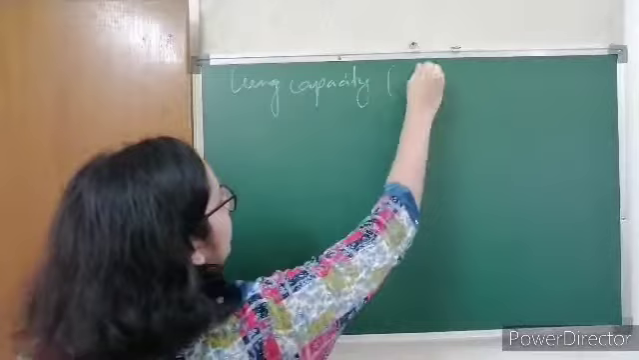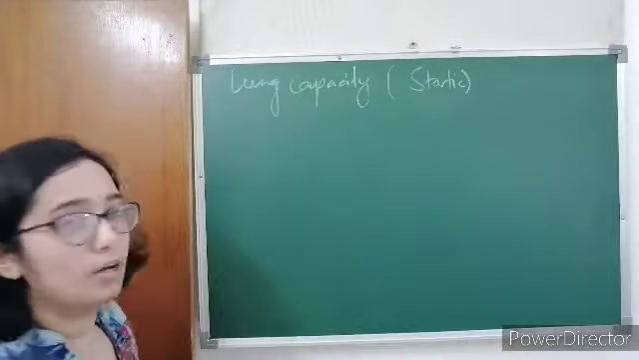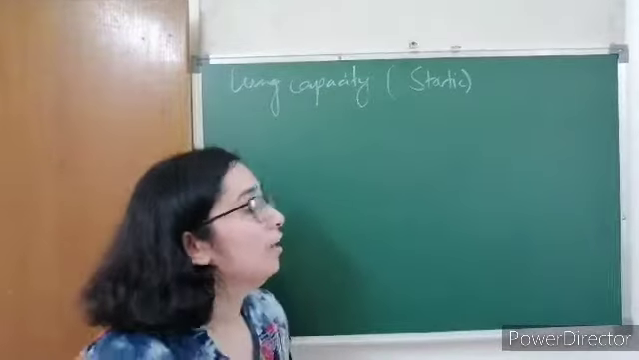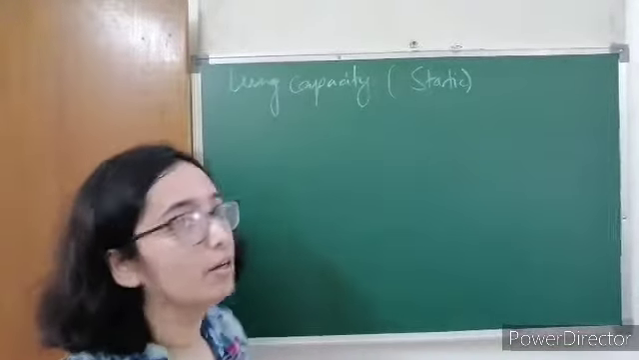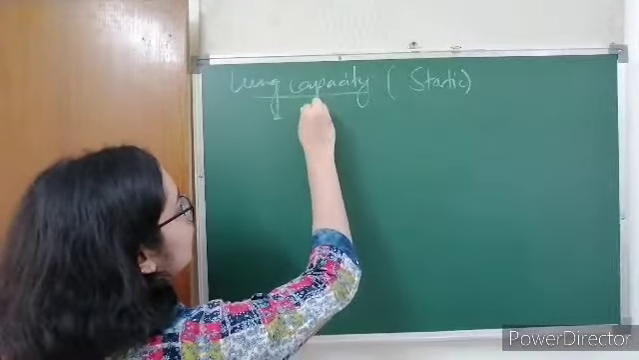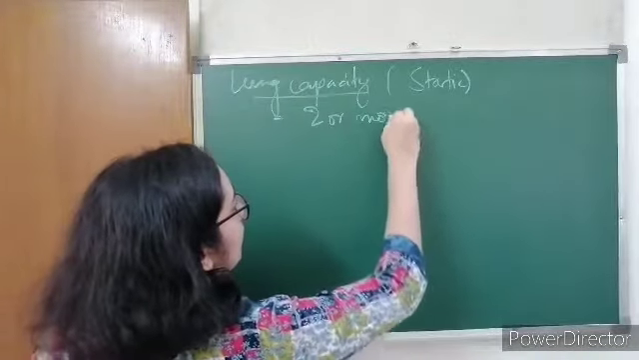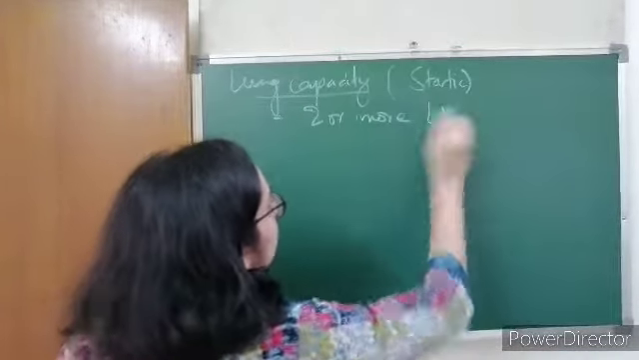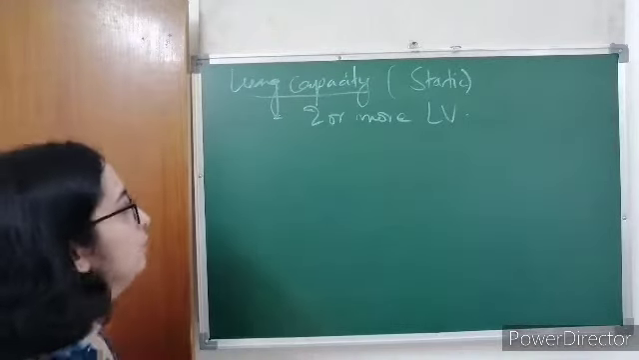What are lung capacities? They are also static. Why? Because they measure the amount of air, not the rate of air. Okay, it measures the amount of air. So lung capacities are nothing but the addition of two or more lung volumes. Okay, so lung capacity is made from two or more lung volumes.